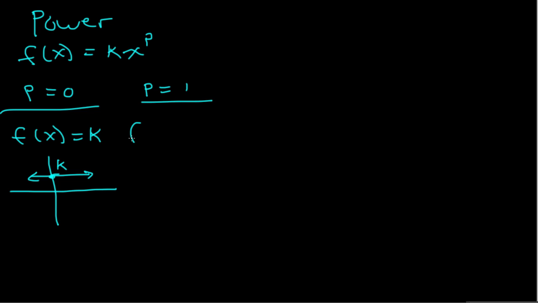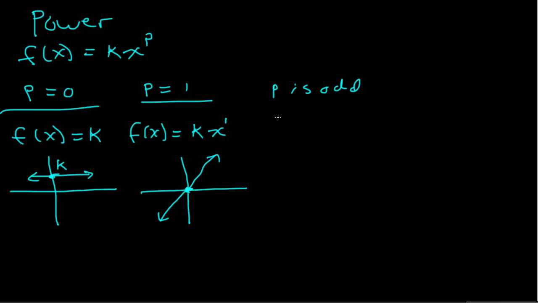If p equals 1, the function simplifies into k times x to the first. That graph is the direct variation plot, where the slope is k and the y-intercept is the origin. The two general cases we'll look at are when p is odd. In other words, f of x equals k x to the 3 or 5 or 7 or 9.